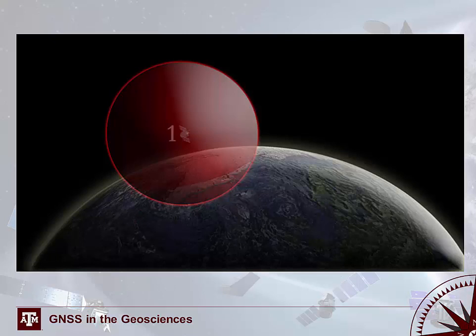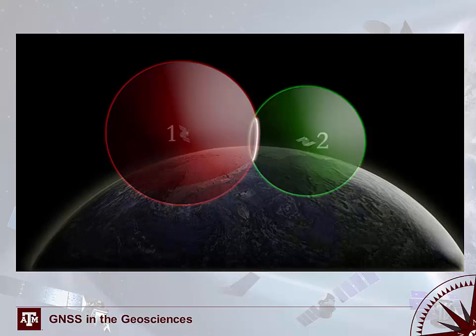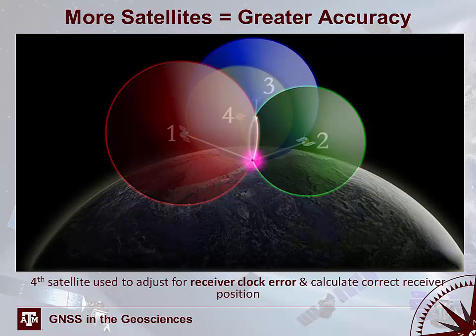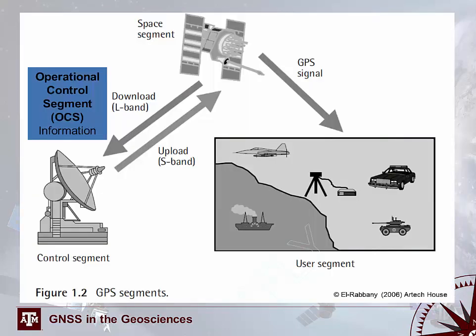So here's a graphical representation of your distance from one satellite. You can be anywhere on the sphere here. If you have 2 satellites, now you're limited to essentially a ring where you could potentially be. 3 satellites, you're actually possibly at 2 points. So one of those is likely going to be on the Earth, and the other one is going to be either above or below the Earth. In order to determine which one you're at more precisely, you need a 4th satellite. That 4th satellite essentially adjusts for the receiver clock error, and by having more satellites, you're able to more accurately account for that receiver clock error and get a greater accuracy of your position.